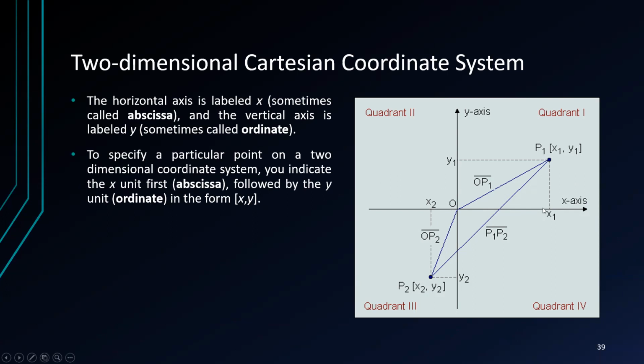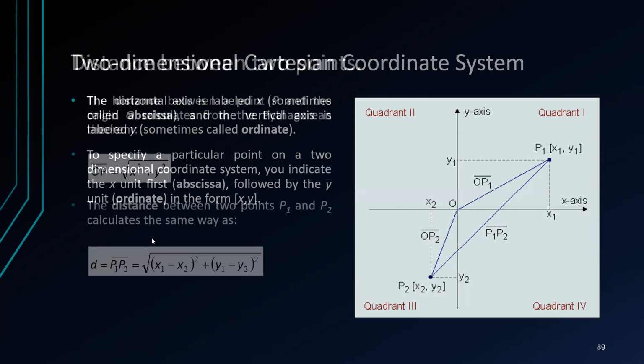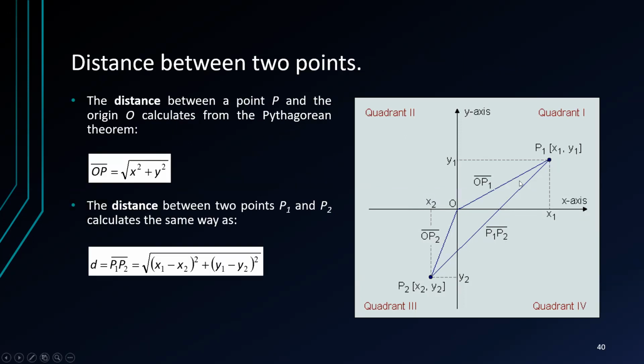To specify a particular point on a two-dimensional coordinate system, you indicate the X unit first, abscissa, then followed by the Y coordinate in the form of X and Y. Yung iba, nababaliktad pa. So distance between 2 points is the distance between point P and the origin. Ito, saka ito yung P, calculates from the Pythagorean theorem, OP. This is the square root of X squared plus Y squared.